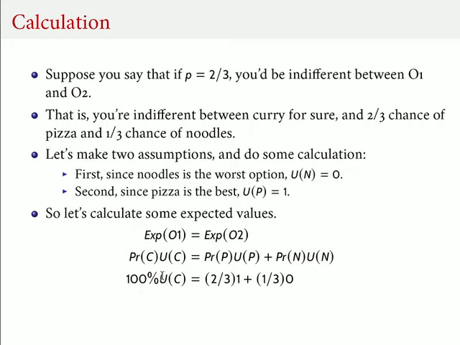So we know for the first option, you have a 100% chance of getting curry. So this will just simplify to 100%, which will just go away because it's just 1. And then we know the probabilities of these two outcomes for the gamble. And furthermore, we've stipulated that the best outcome will have utility 1 and the worst outcome will have utility 0. So we simply just do some math. And what we see is that if you're indifferent between curry for sure and a gamble, where there's a 2/3 chance of getting pizza and a 1/3 chance of getting noodles, then for you, the utility of curry is 2/3. That is, it's a bit closer to 1 than 0.